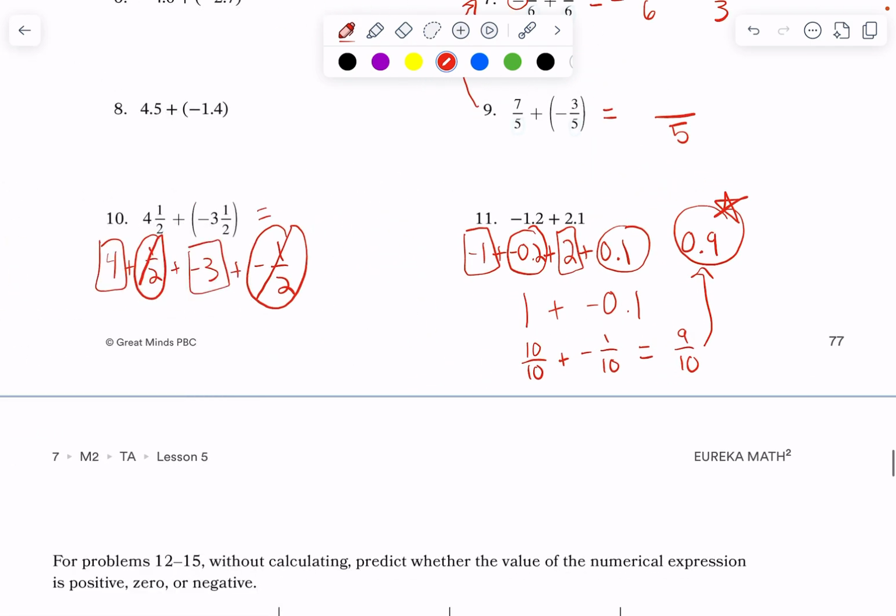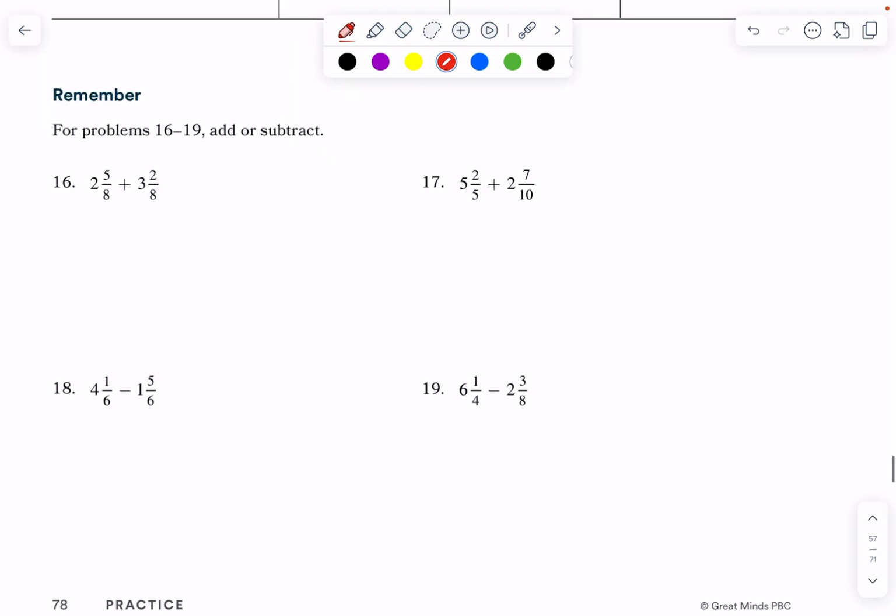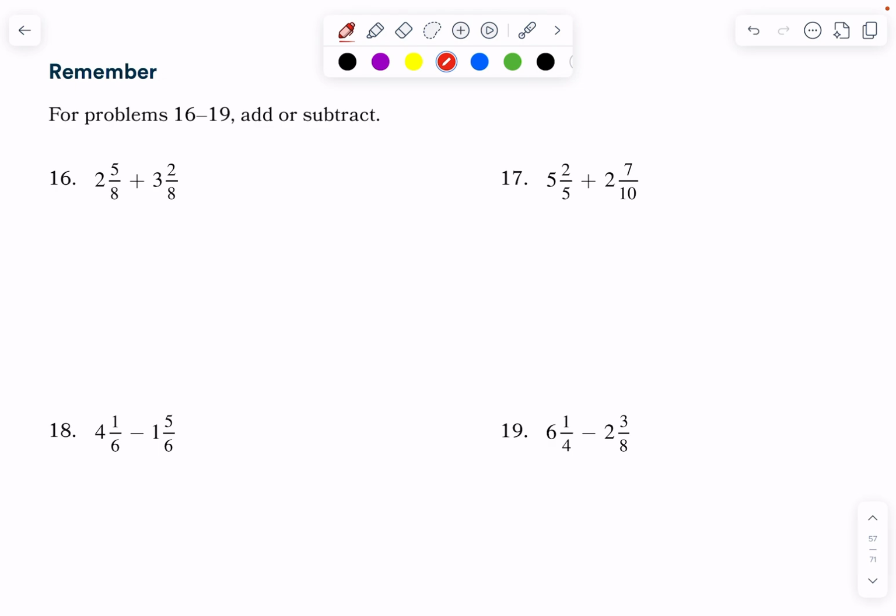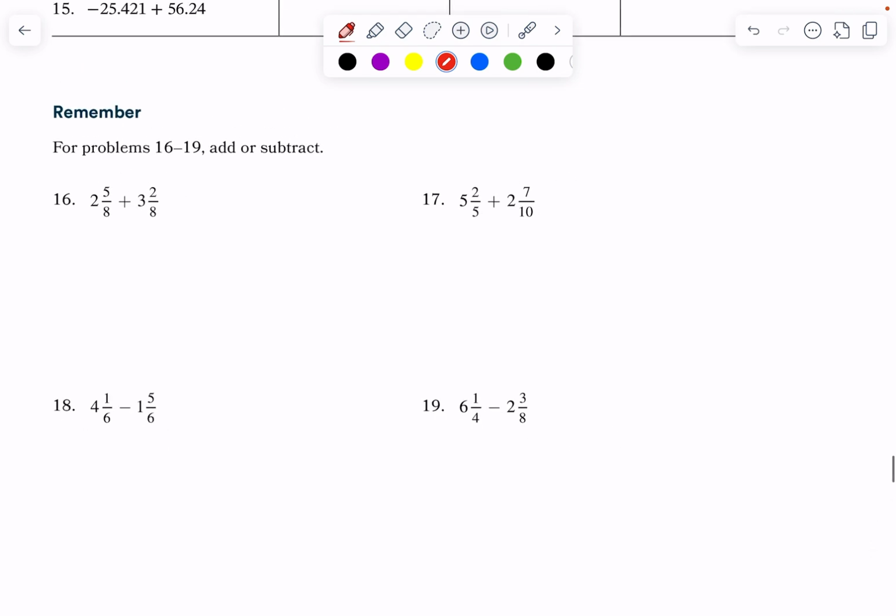If you are wanting more practice, these problems down here are really good. I didn't assign them in the assignment just because they're a little bit more complex. But getting that extra practice will always be good.